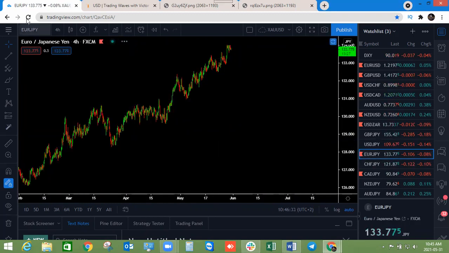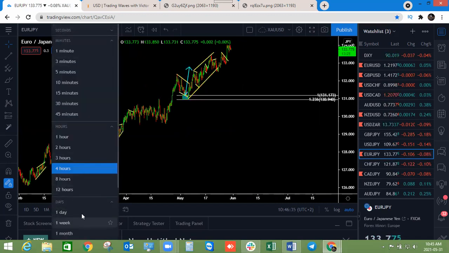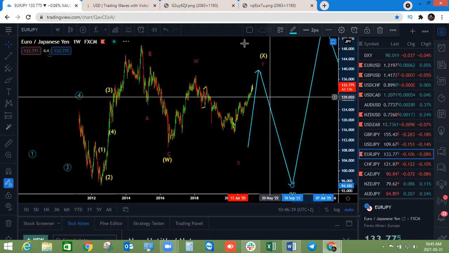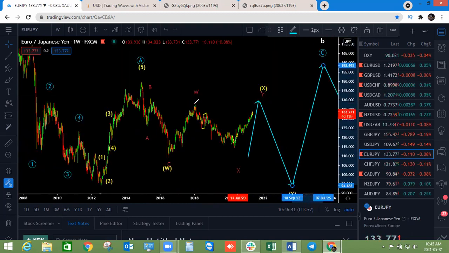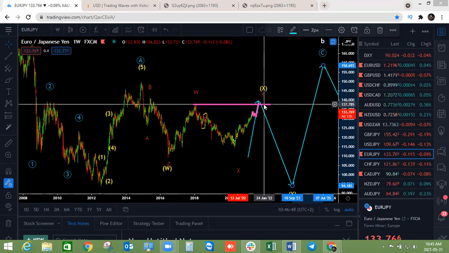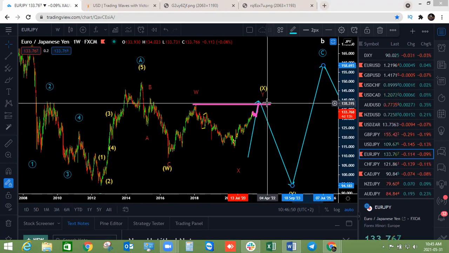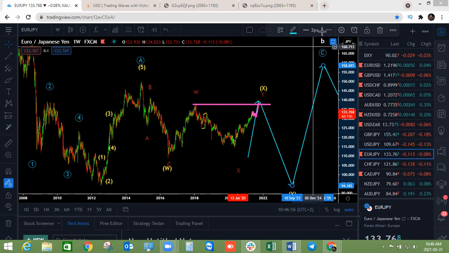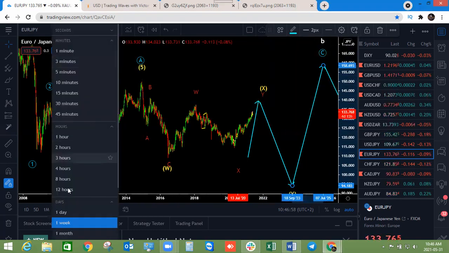Euro yen. I've also shown the structure here on the weekly yesterday. It's important that I show you this so you can know where we are. So as far as this is concerned, this cycle is not complete as yet. So as much as we're pulling back, we're still expecting this to at least get to about 138, 140. Okay, so 140 actually is the right target for this. So that's what we're going to be looking for there. Let's look at the daily.